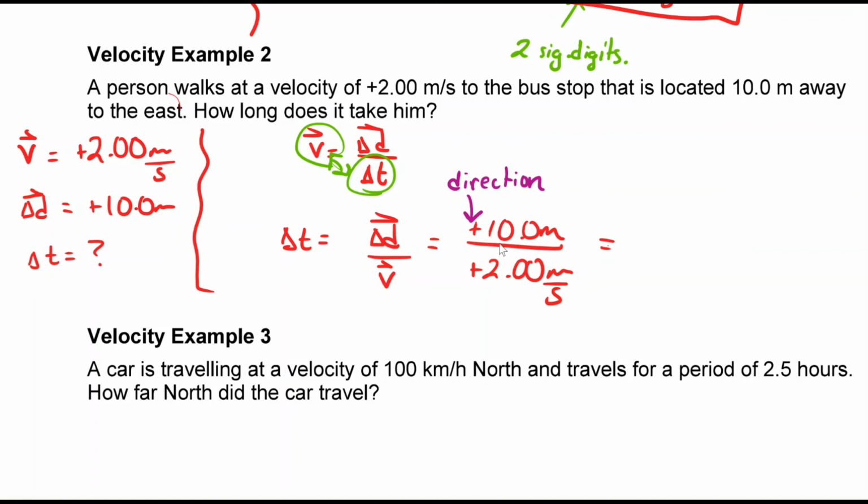That's okay. So 10 divided by 2 is 5. And so when I think about this, okay, I need 3 and 3. So I need 3 significant digits, 5.00 seconds. That's going to be my answer.